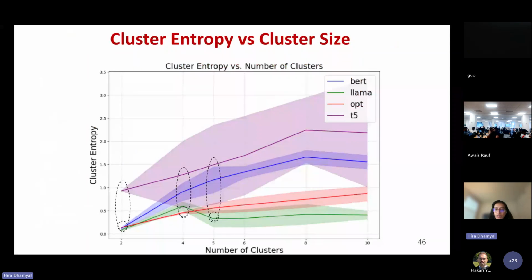On the x-axis, you see the different number of clusters we set, starting at cluster size 2, and on the y-axis, you have cluster entropy. The different colors represent when we use a different large language model. The bolded line is the mean of the cluster entropy, and the shaded area is the standard deviation. And what we find on average is that the cluster entropy is lowest when the cluster size is 2, second lowest when it is 4, then 5, and so on.